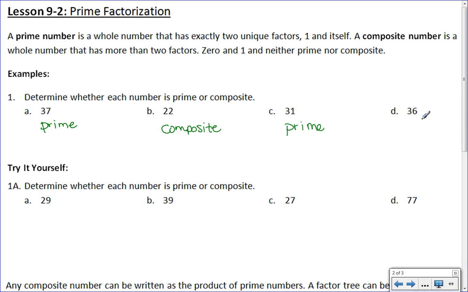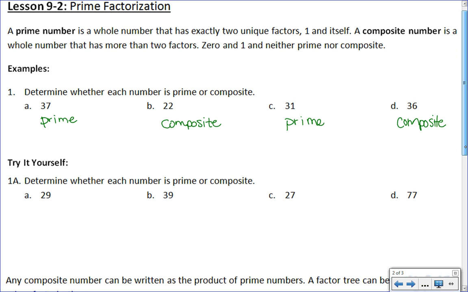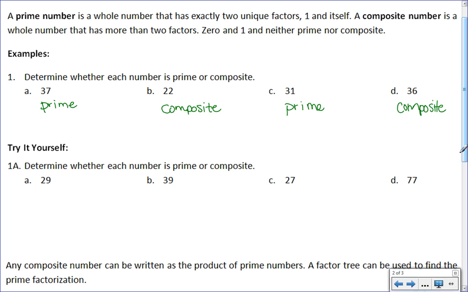And 36 has a lot of factors. 1 and 36, 2 and 18, 3 and 12, 4 and 9, 6 and 6. So definitely not prime. This is composite. Okay. So there's some for you to try yourself. So you're determining whether each number is prime or composite.